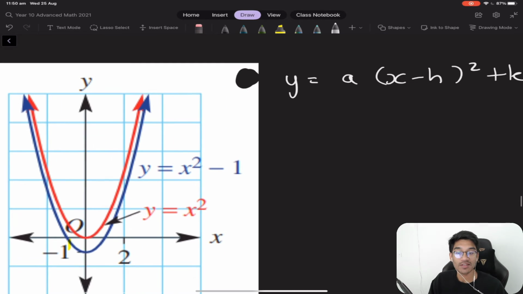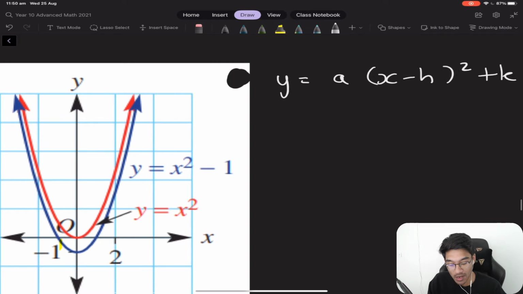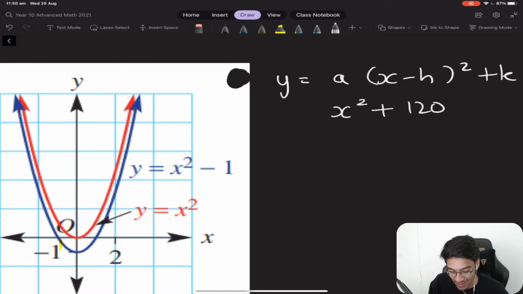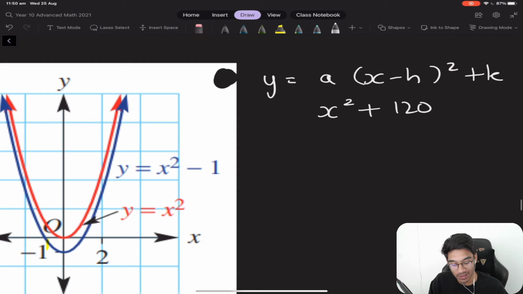So whenever we have an x minus or a plus inside the brackets, we know that it's going to be a horizontal translation from this formula. However, sometimes you might get something like this. So you might get x squared plus 120. You probably won't ever see that, but just to give you an example. Because it's not inside a bracket, what that means is the h value is essentially 0. So it's been cancelled out, and then we just have our plus k. So what this would tell me is it's a vertical translation, because our k represents vertical translations.